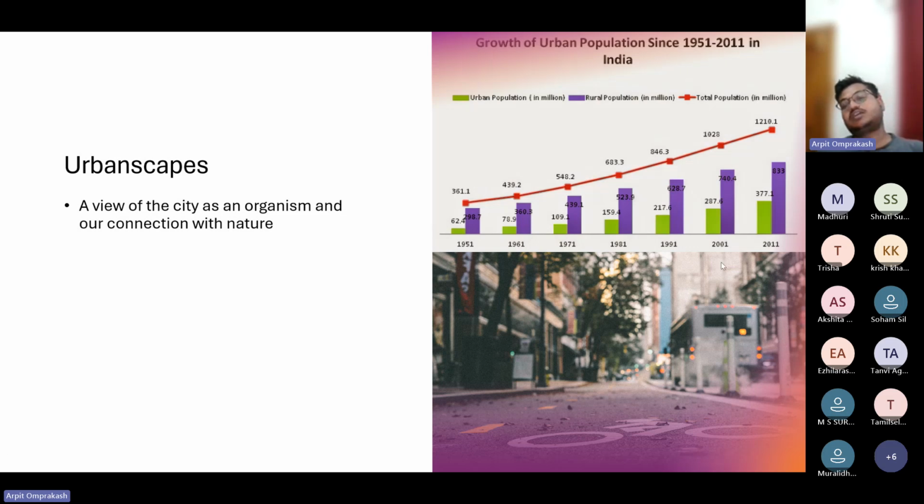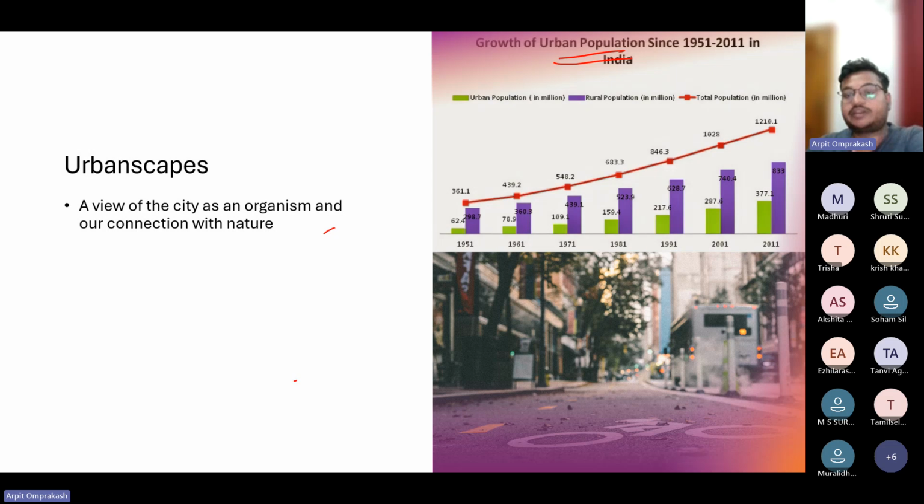Basically, we are seeing a very high rise in the growth of urban population in different places. Even in India, we see that from the 1950s to 2011, there has been at least a fourfold or fivefold rise in the total population, and there has been an almost similar rise in the urban population and a slightly smaller rise in the rural population. So more and more of India is going and settling down in urban areas.